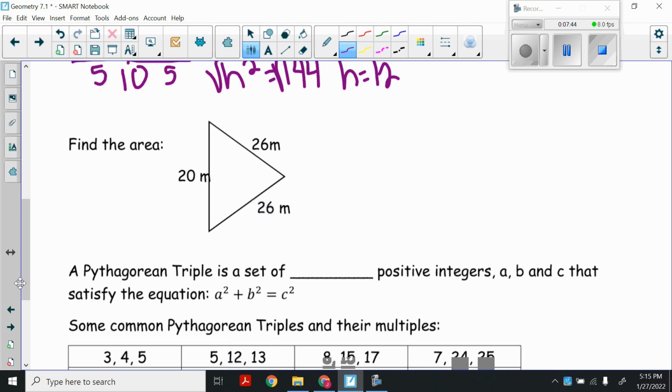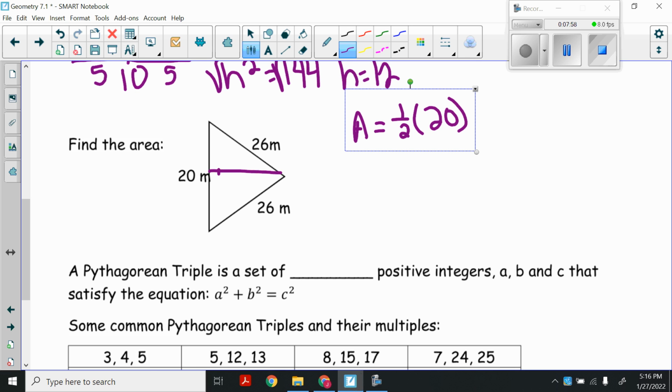So the next problem, find the area. Again, I see that it is an isosceles triangle because I have two legs of 26. So I'm going to say area equals 1/2. The base of the entire triangle is 20 times the height. I don't know that yet. I need to drop the height down, which cuts this in half, 10 and 10. So we need to find our height. So we come up here and find the height.